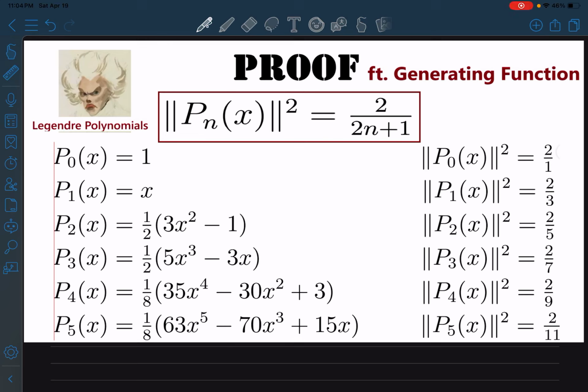Okay, so in this video, we are going to prove that the norm squared of the Legendre polynomial P sub n of x is 2 over 2n plus 1. And the fact that it works for any Legendre polynomial, that's awesome, right? In this video, we are going to prove it for any general P sub n of x, that its norm squared is 2 by 2n plus 1. That will be the goal of this video.